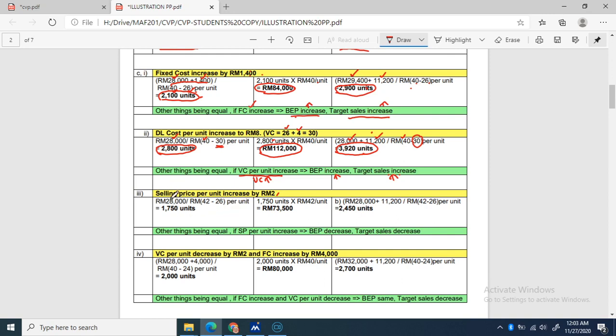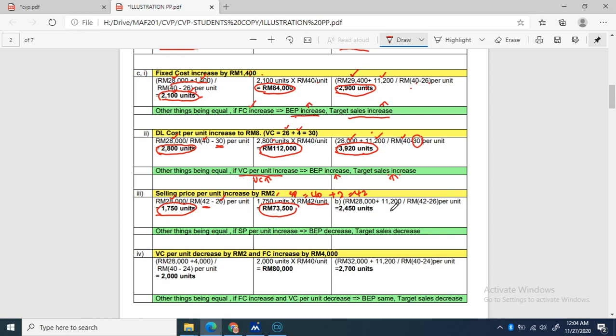So BEP in units is fixed cost 28,000 divided by the selling price, originally 40, now increased to 42. So 42 selling price, the variable cost remains 26. So you get here BEP 1,750 units. To get the BEP in RM, 1,750 times 42, this is the new selling price. So you get 73,500.